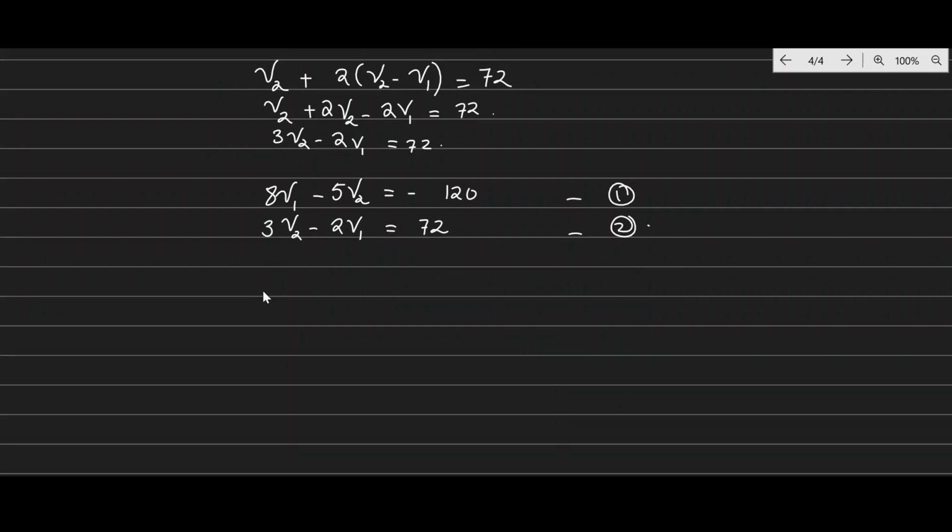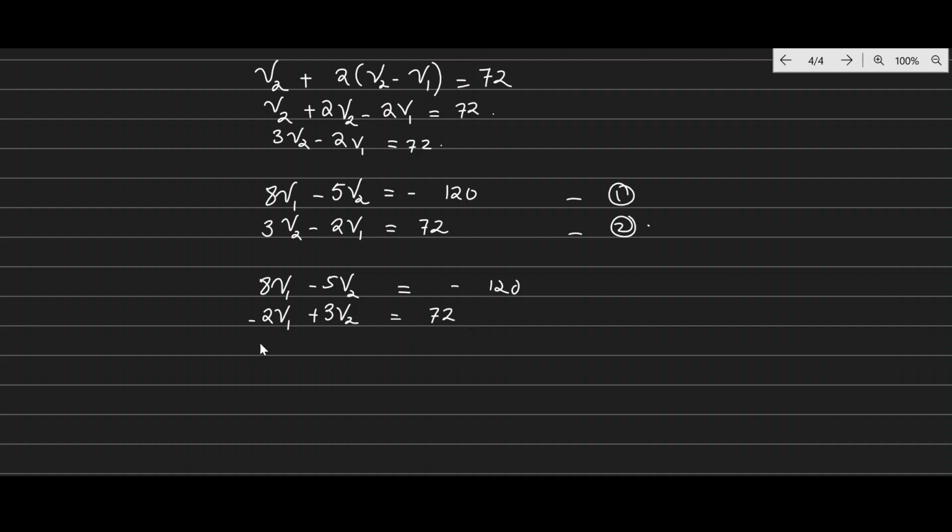You can use the elimination method, or whichever method you want to use, it's up to you. Now, before we do that, let's arrange them if you want to use elimination. I need to start with V1, so I'm going to write 8V1 minus 5V2 equal to negative 120. Even for the second equation, I'll start with V1, so I have negative 2V1 plus 3V2 equal to 72.